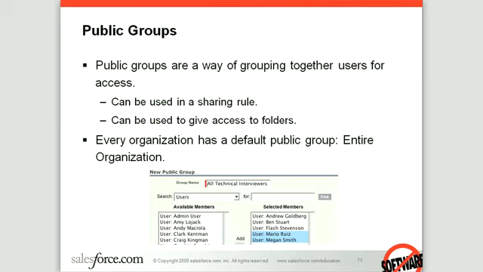So every organization has one default public group, and that is the entire organization. One of the things that you would be able to do, for instance, is to go in via manual sharing, and I'll show you that in a bit, and say, I want to share this record with everyone in my org. You could do that using that default group called entire organization. Okay.